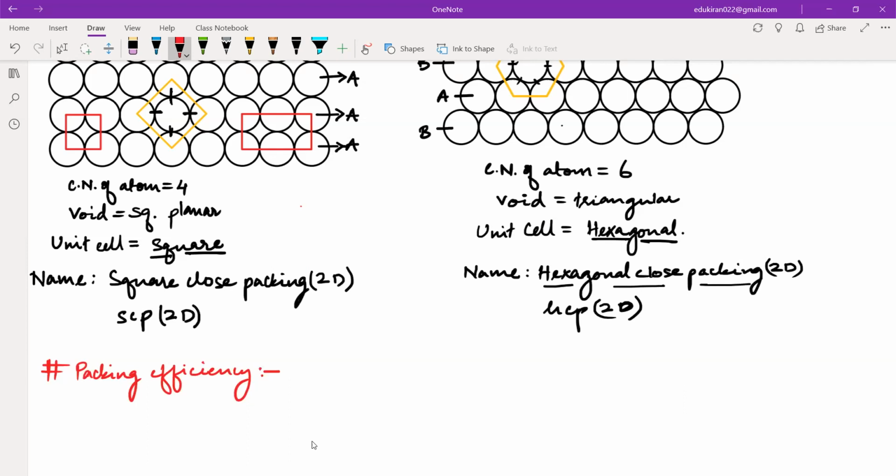Okay, how good is the packing? That means how good is the solid. If I want to compare any two solids, I will be looking at packing efficiency.